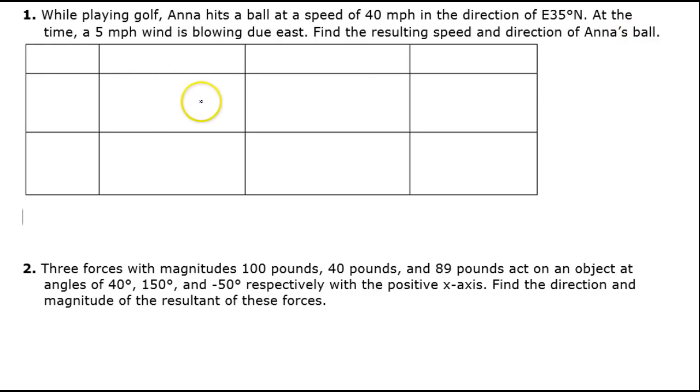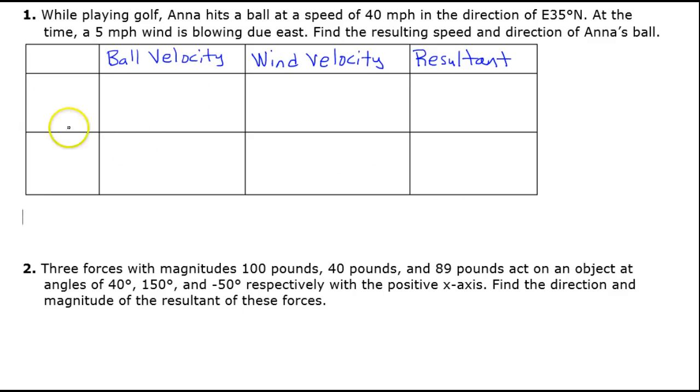So here's how this little chart is going to work. In this column, we're going to put one vector. So that's going to be the ball velocity on its own. The other vector that's happening is the wind. So in this column, we will record everything pertaining to the wind velocity. And in the final column, we will record the resultant vector, because these two vectors are acting together.